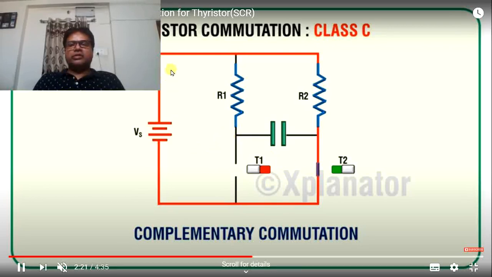Now current continues to flow via the load resistance, capacitor and SCR2. So now this capacitor gets charged with left plate as positive and right plate as negative.